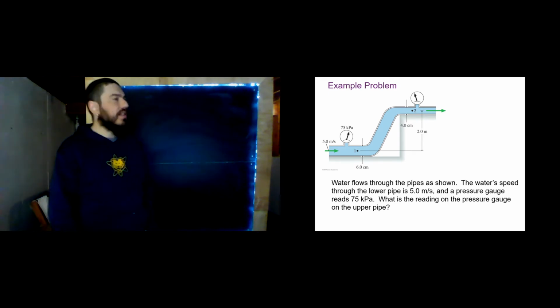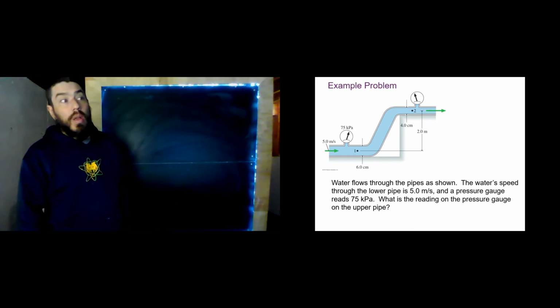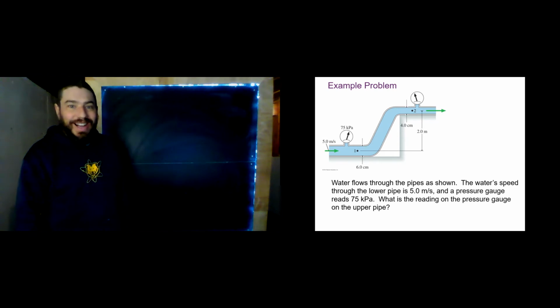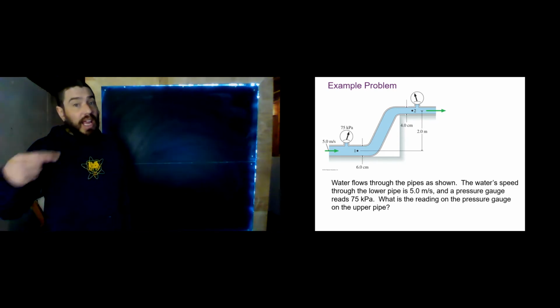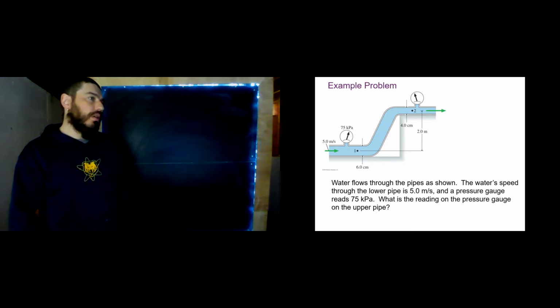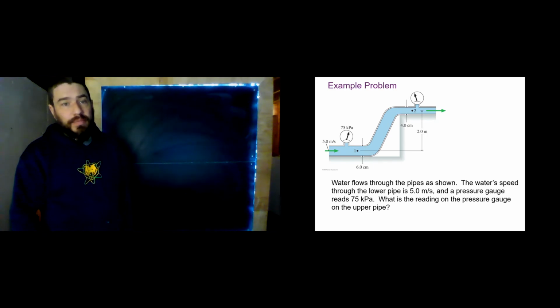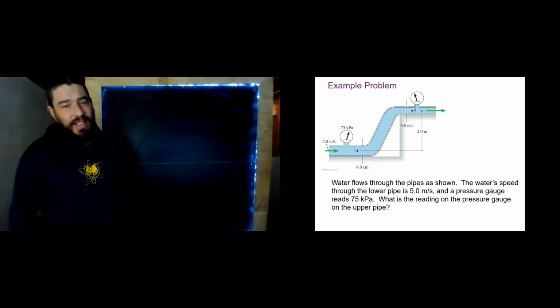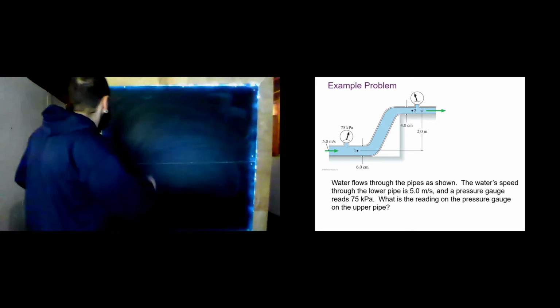Okay, so we're going to look at this and say, we've got a fluid flowing through a pipe. I've got changes in height, and I also have changes in cross-sectional area. And that means I have changes in velocity, right? So that means I want to use the Bernoulli equation. So let's just go ahead and write that down for starters.